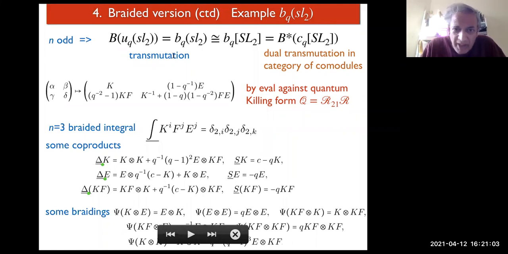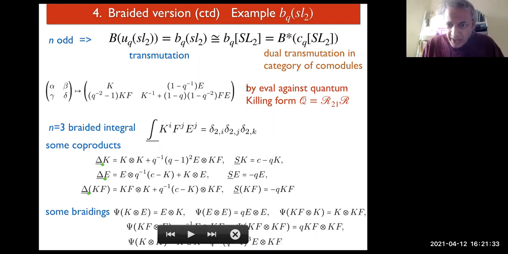What does it look like? Well, it's a pretty horrible beast, but we use this isomorphism. On the other side, we've got CQSL2. This is a co-quasi-triangular Hopf algebra. By the dual version of the transmutation construction using the category of co-modules, we will get a braided Hopf algebra, which I call BQSL2. And then in the factorizable case, and I said I would tell you what that means, these are actually isomorphic.